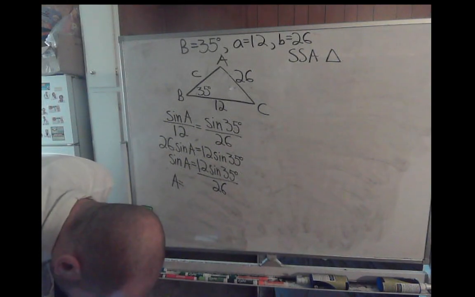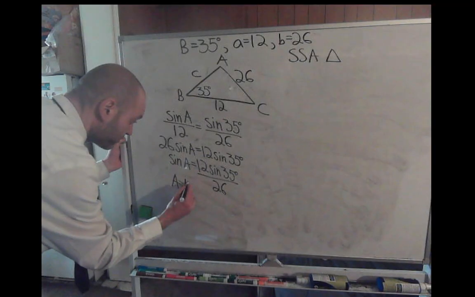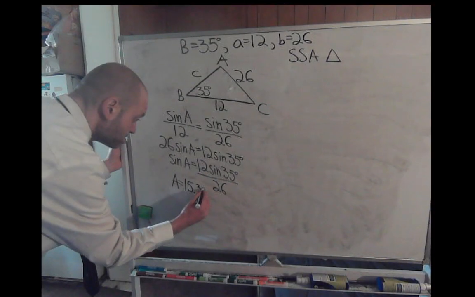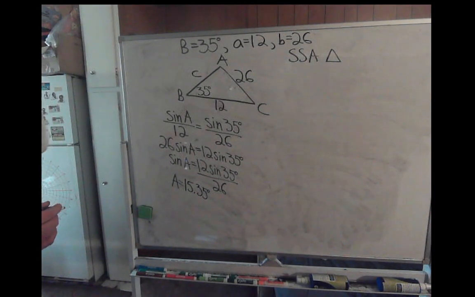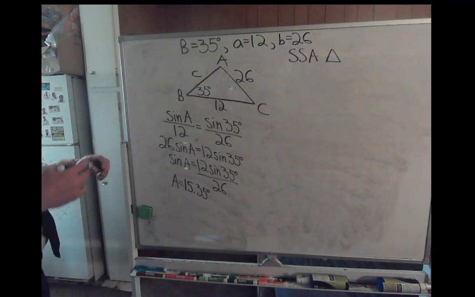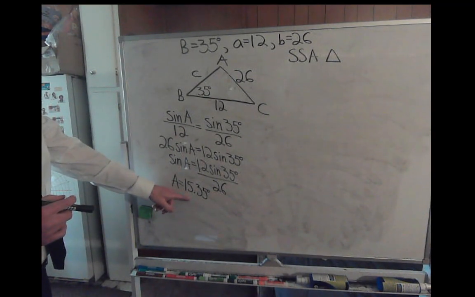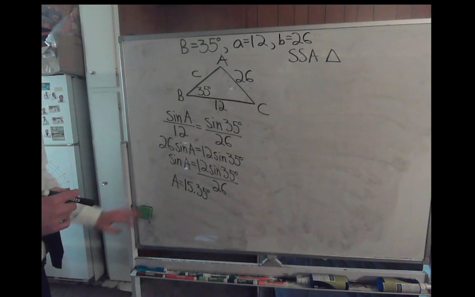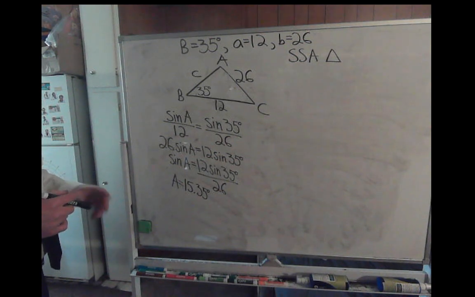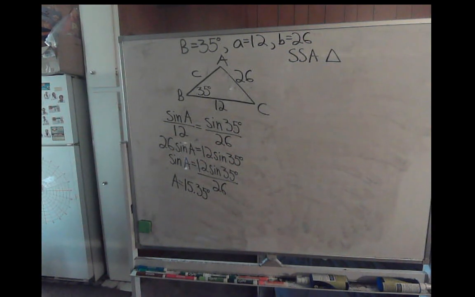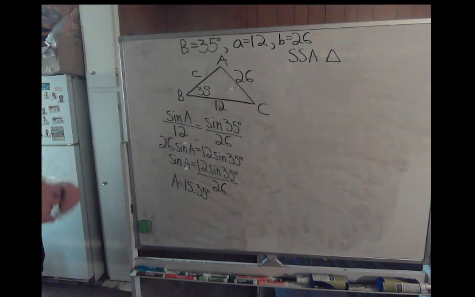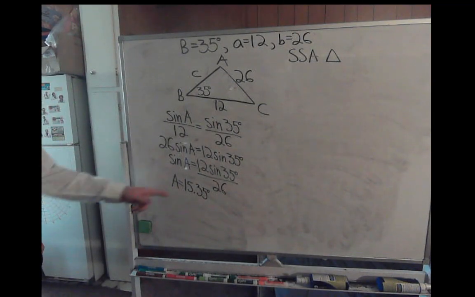Well, I get one angle of about 15.35 degrees. So that's one angle, and if you add 15.35 and 35, you would end up getting only 50.35. So we can for sure establish that there's one triangle, but every first quadrant equivalent for a sine has an equivalent in the second quadrant.